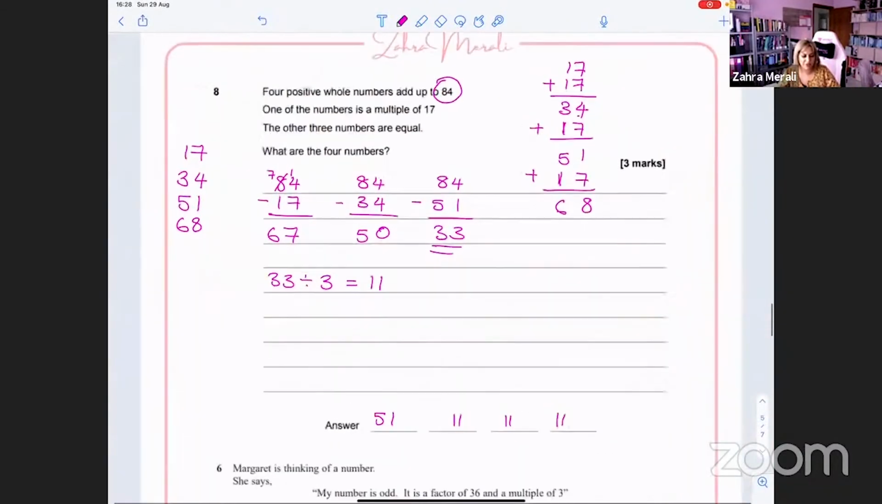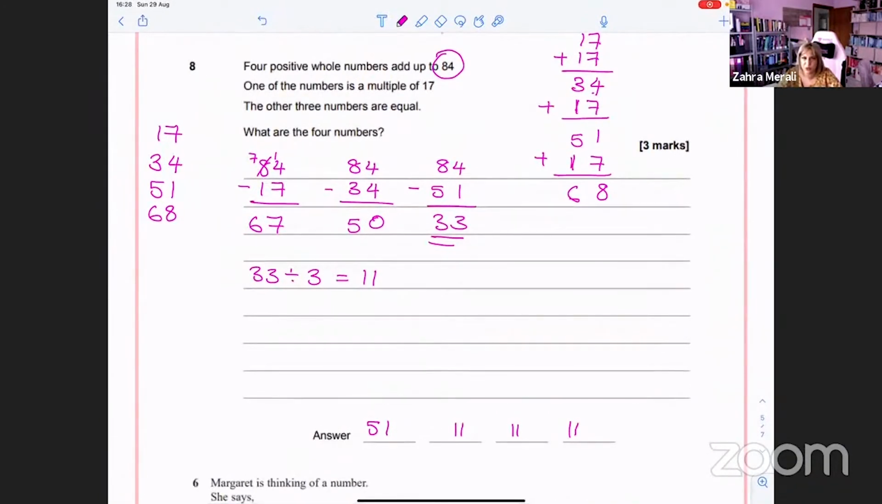So what you might find is if you've seen this question before, then maybe somebody's done some algebra, 17x plus 3 something equals this. It doesn't matter. Just think about it logically. No one's telling you need to know your 17 times table. You just need to be able to work it out.